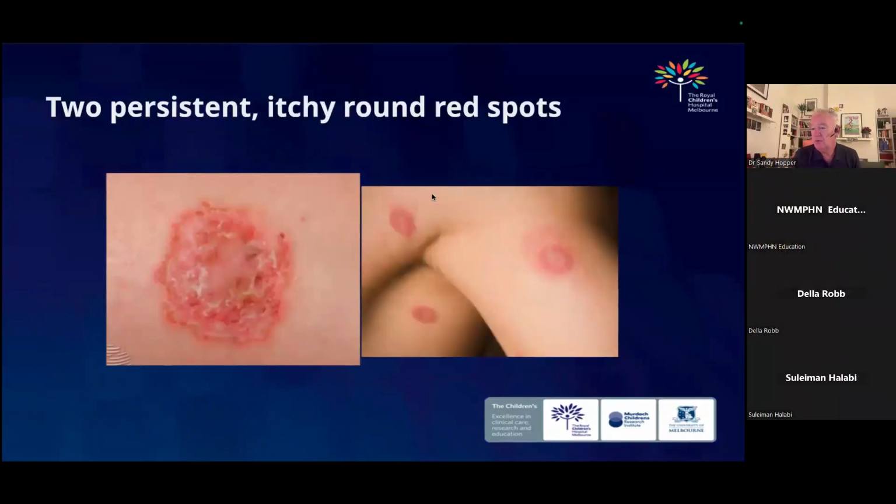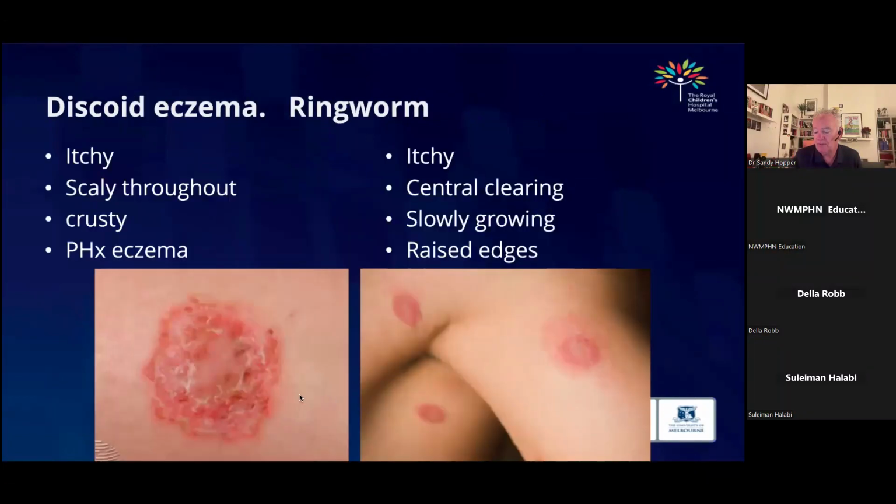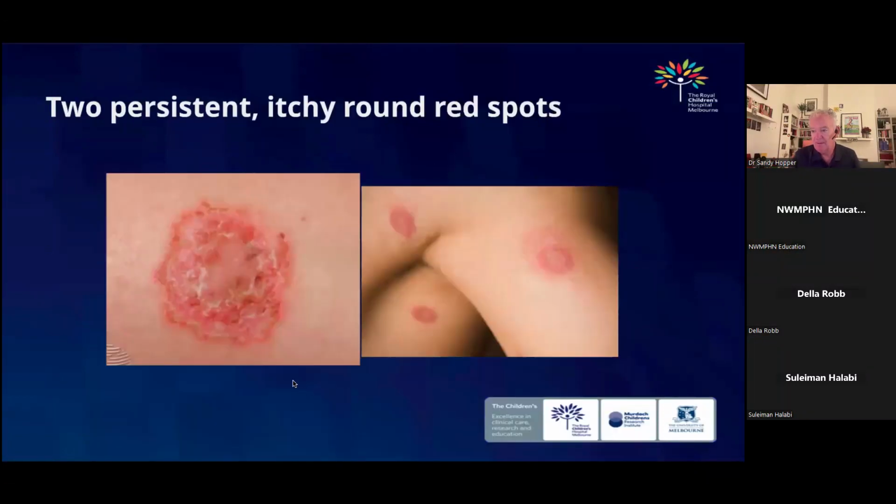2 persistent itchy round red spots. The one on the left is round, it's red, it's a little crusty. The one on the right isn't crusty, it's round, it's red, and maybe the central clearing. What do we think? I think my next slide says discoid eczema versus ringworm. Here we go. Which one's ringworm? Which one's discoid eczema? And I'll put my cursor on the right-hand one.